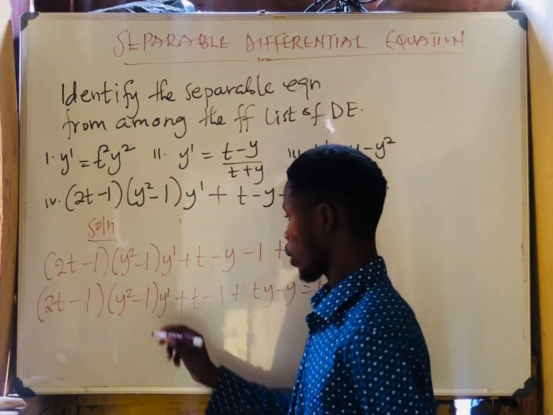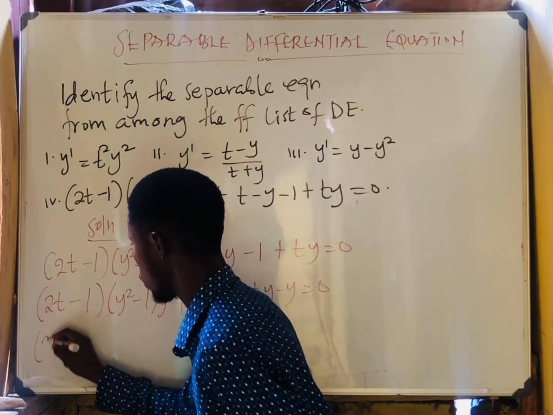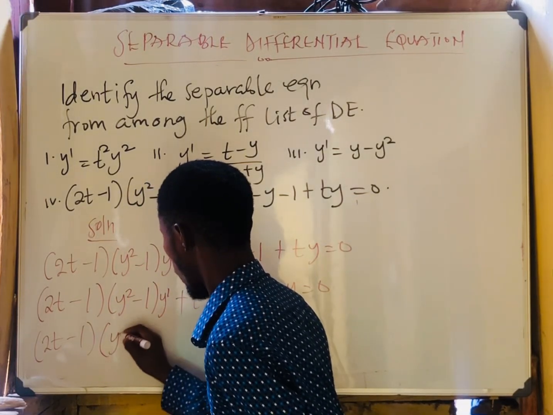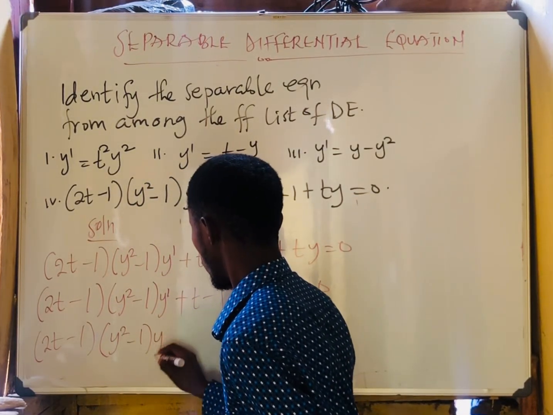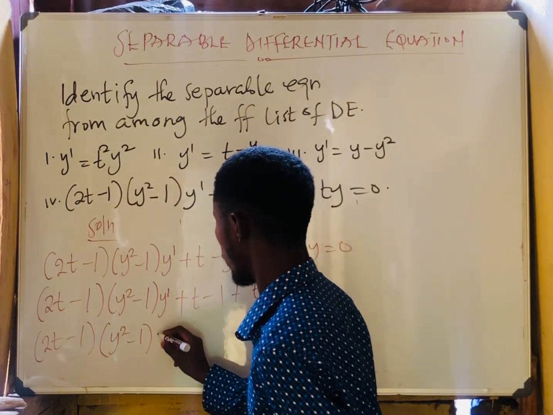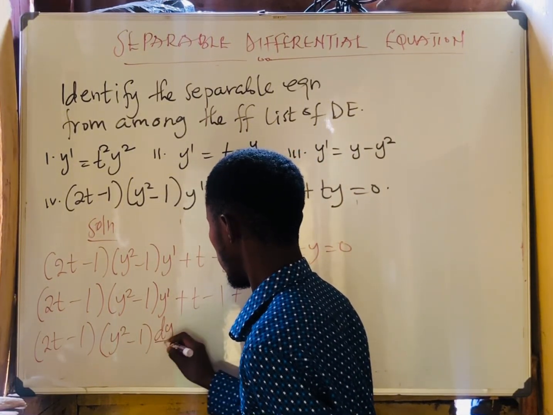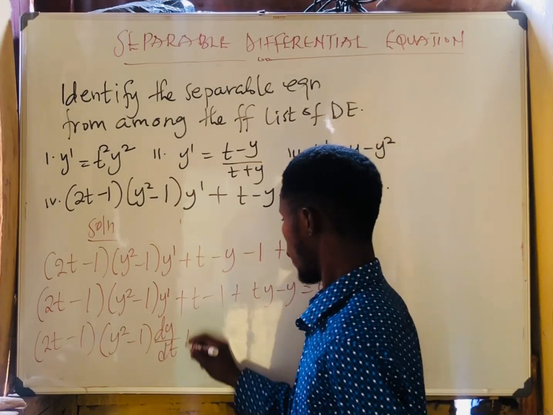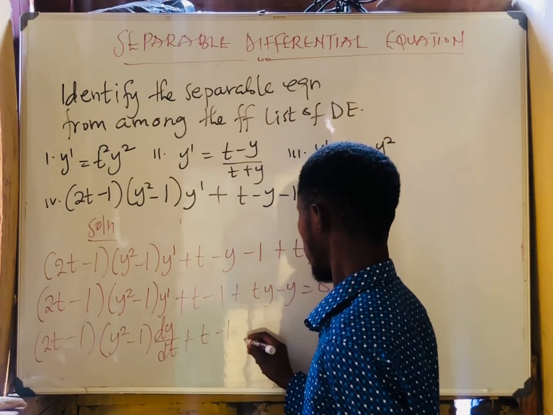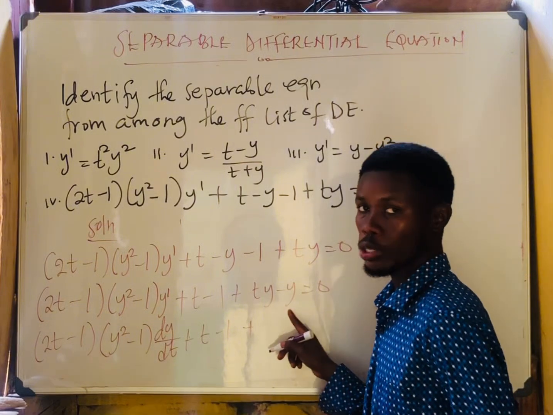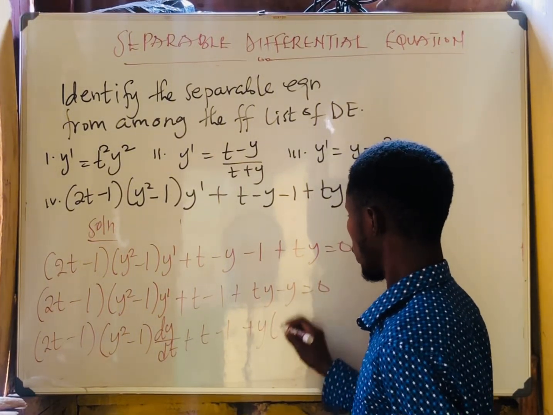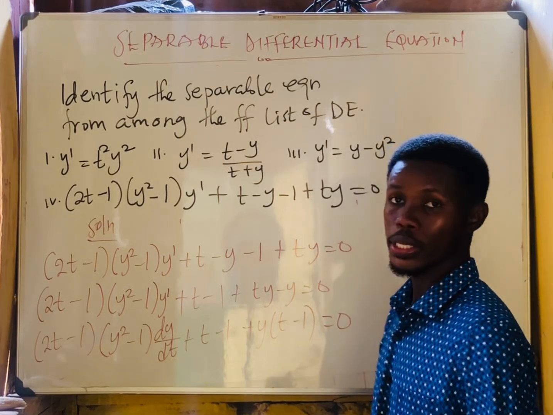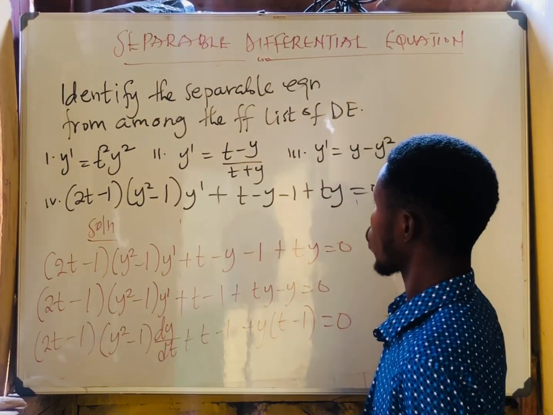So now let's see what you're going to do. So let me repeat this one, which is 2t minus 1 y squared minus 1 y prime. Now this y prime can also be written as dy dt, because the independent variable is t, plus t minus 1 plus now y is here, so I can factorize y out. That will give me t minus 1 equals 0. I hope you can see that. Good. Let me clean the top one.